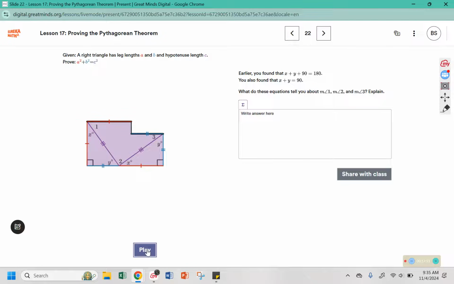So now they've created some triangles out of that. It says earlier you found that x plus y plus 90 is 180 using that triangle angle sum. You also found that x plus y is 90. What do these equations tell you about the measure of angle 1, 2, and 3? Well, we know x plus y is 90, so to get a straight line, angle 2 also needs to be 90.